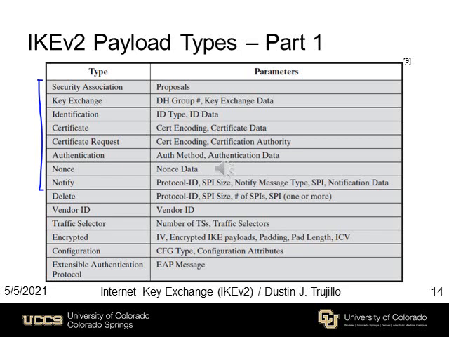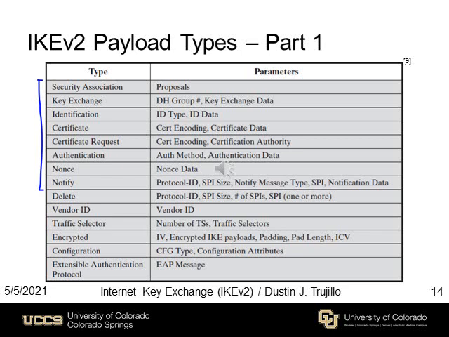Regarding proposal, this substructure includes a proposal number, a protocol ID, which is AH, ESP, or IKE, an indicator of the number of transforms, and then a transform substructure. Regarding transform, different proposals support different transform types. The transforms are used primarily to define cryptographic algorithms to be used with a particular protocol. Each transform may include attributes that modify or complete the specification of the transform. An example would be key length.